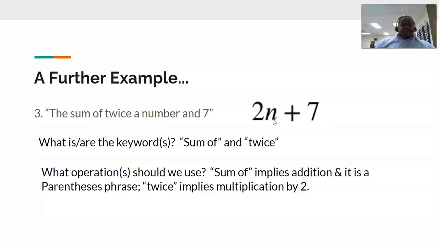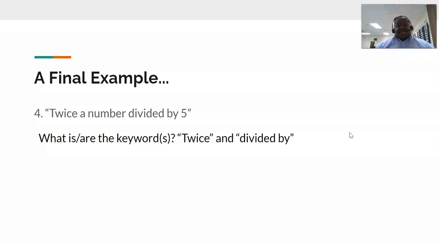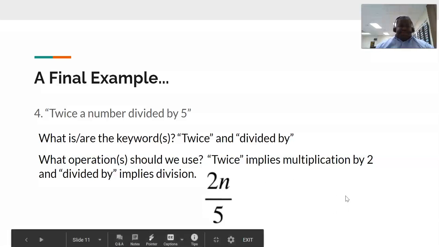Okay, so final example: twice a number divided by 5. What are the key words? Twice and divided by. All right, so what operation should we use? Twice implies multiplication by 2. Divided by implies division. So we have 2n divided by 5.